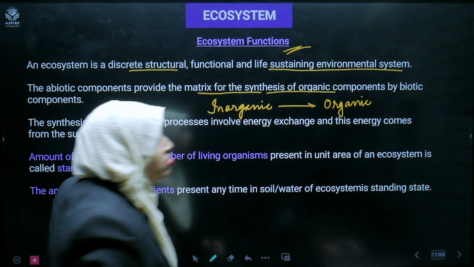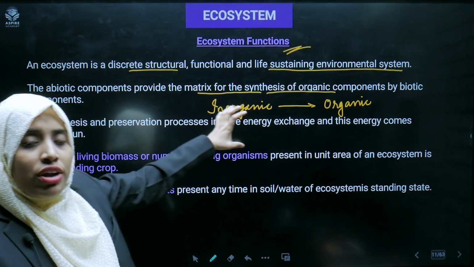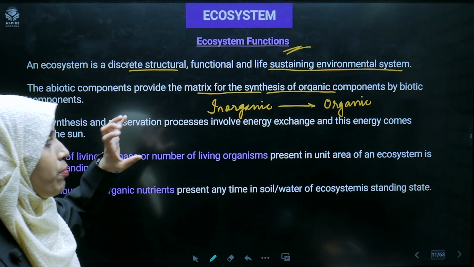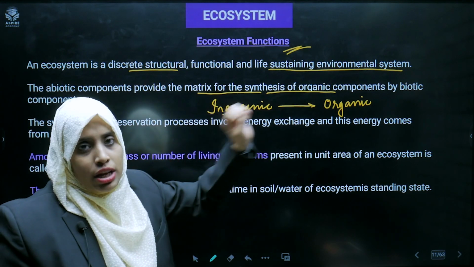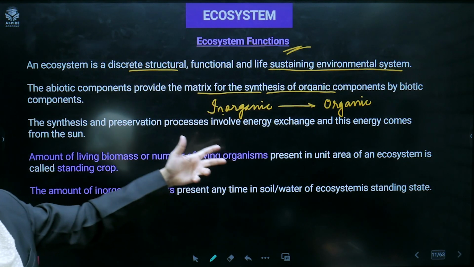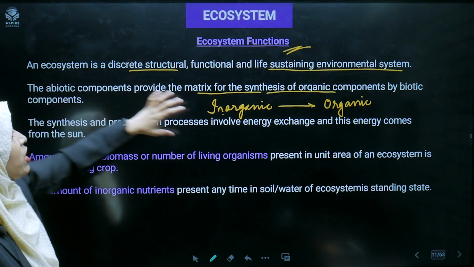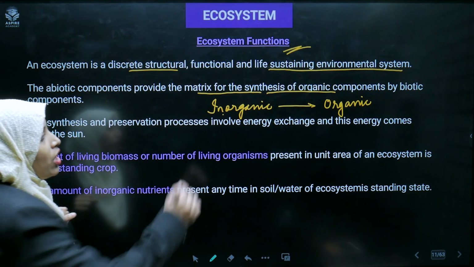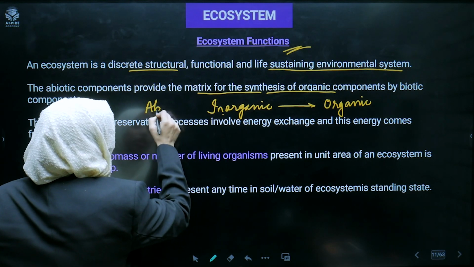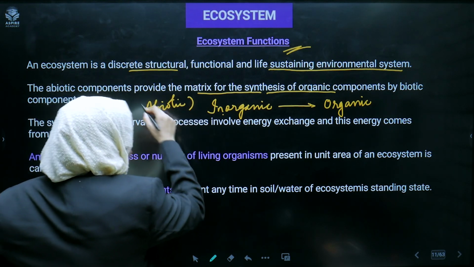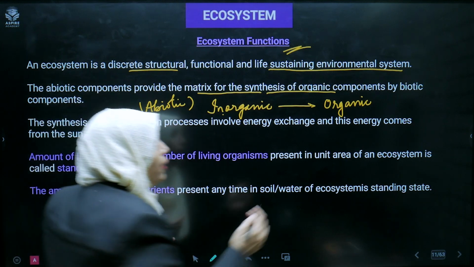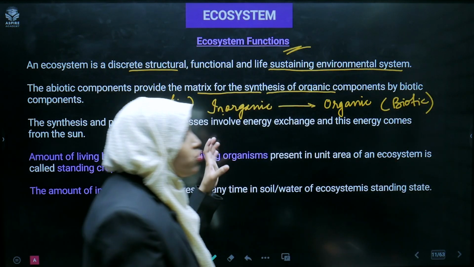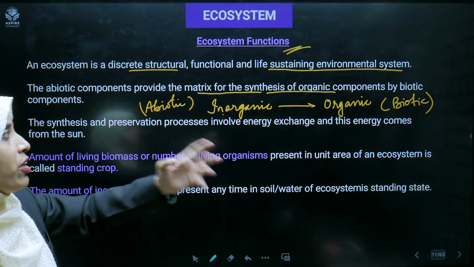Inorganic matter forms organic. Inorganic में क्या हो गया आपका? Rock, mineral, salt, ठीक है? All the non-living part, and they help in the formation of organic part. That means photosynthesis plant को करने में help करेगा. Okay. So abiotic component provide the matrix for the synthesis of the organic component. तो यहाँ पे inorganic part कौन provide करता है? Abiotic component. और उससे जो आपका organic product बन रहा है, so they are included in biotic component. In this way, both are linked. Biotic और abiotic interlinked है.